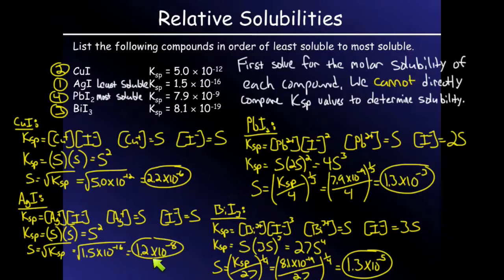In looking at our molar solubility values, we will see that the silver iodide molar solubility, which is 1.2 times 10 to the negative 8, is the smallest of all, so it is the least soluble. If we're going from least soluble to most soluble, then it will be ranked number 1. Then we go to the copper iodide molar solubility, which is next in line, so it is 2. And then from 10 to the negative 6, 10 to the negative 5th is greater, so bismuth iodide then is 3rd, and the one that is most soluble has a molar solubility of 10 to the negative 3, that being lead 2 iodide.